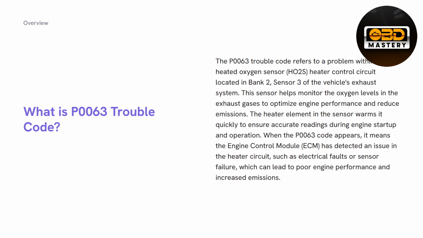The heater element in the sensor warms it quickly to ensure accurate readings during engine startup and operation. When the P0063 code appears, it means that the ECM has detected an issue in the heater circuit, such as electrical faults or sensor failure, which can lead to poor engine performance and increased emissions.